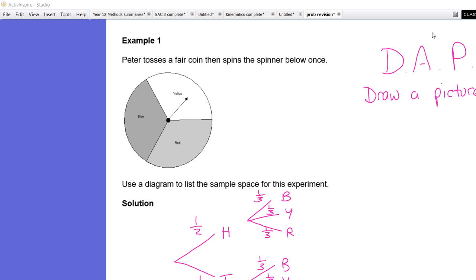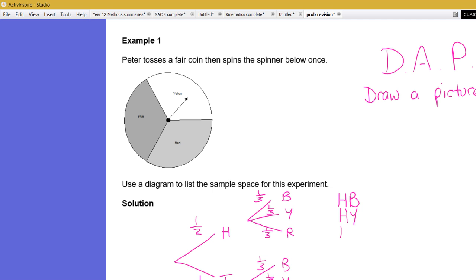So when we have this tree diagram, if we want to see what all the different options are for the sample space, we could toss a head and then land on blue. We could do the same thing with a head and land on yellow, or head and land on red. Or if we tossed a tail, we could have tail blue, tail yellow, and tail red.